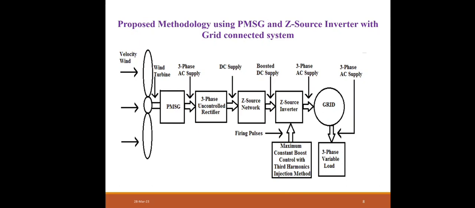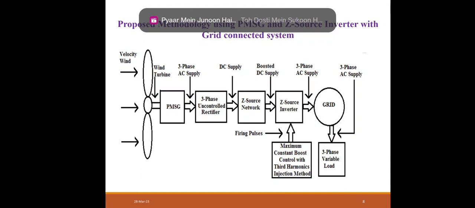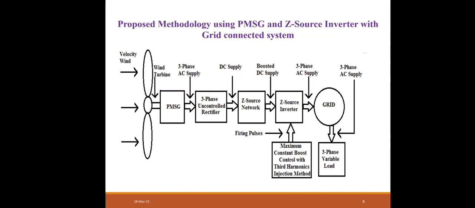Proposed methodology: using PMSG and Z-source inverter with a grid connected system. For example, when there is a flow of a certain amount of wind, the turbine will rotate and the rotation is converted into three-phase AC supply. This three-phase AC supply is converted into DC supply by using a rectifier, the DC supply is boosted, and the boosted DC supply is transmitted to AC power, which is connected to the three-phase AC power supply. By using this three-phase AC power supply, we can consume the power.